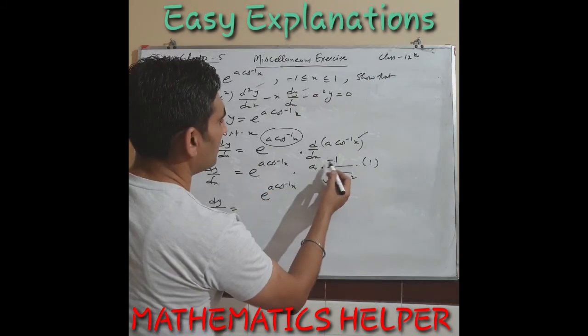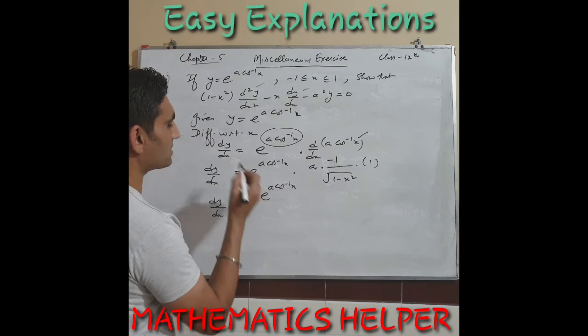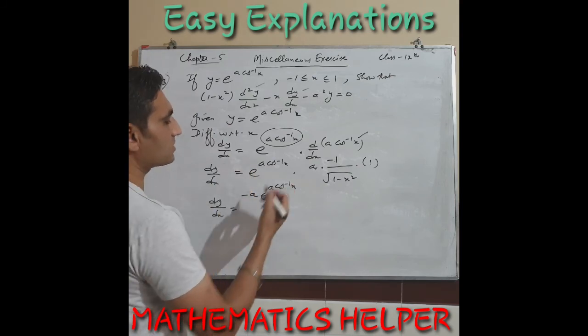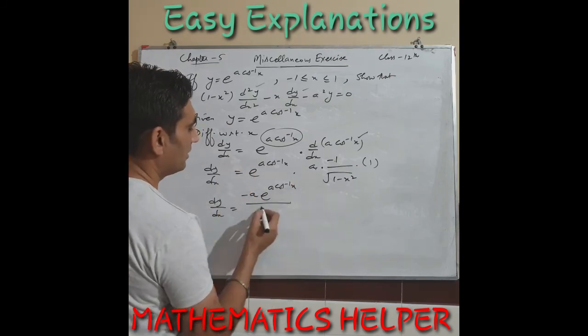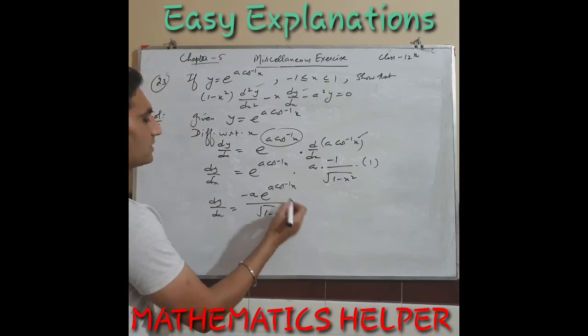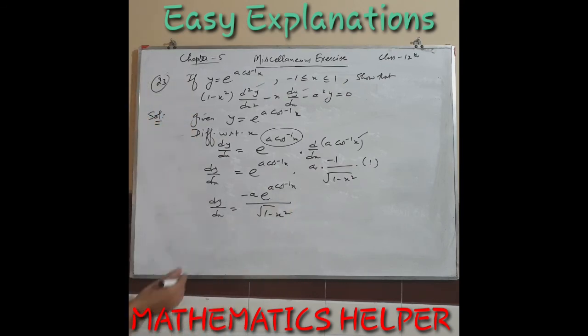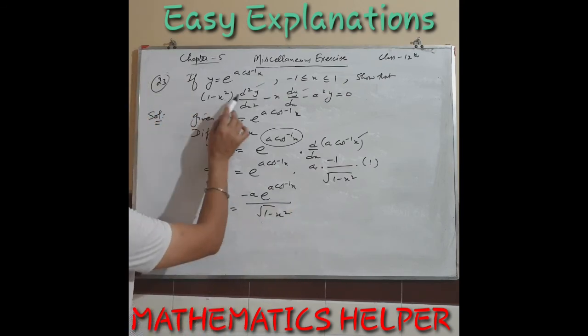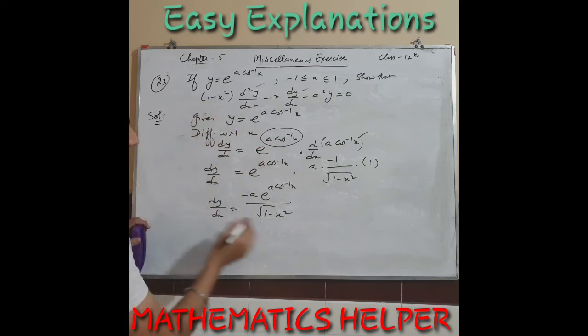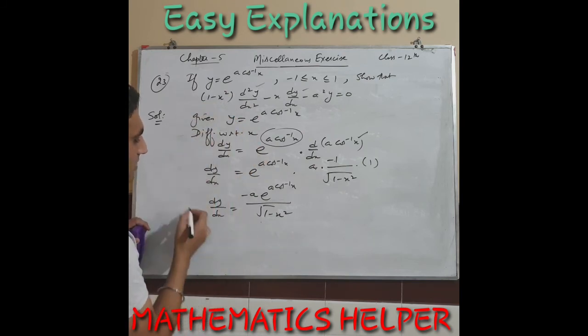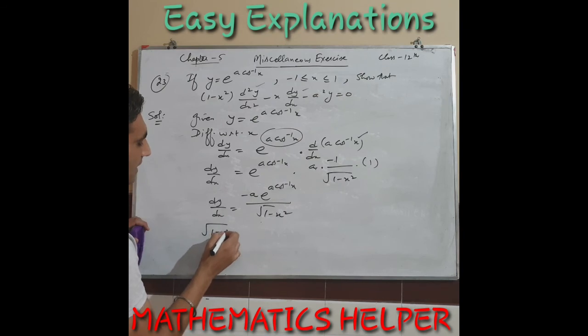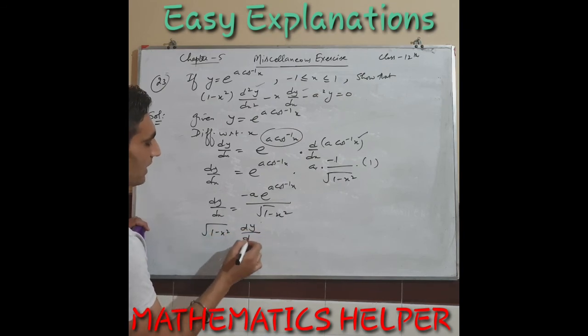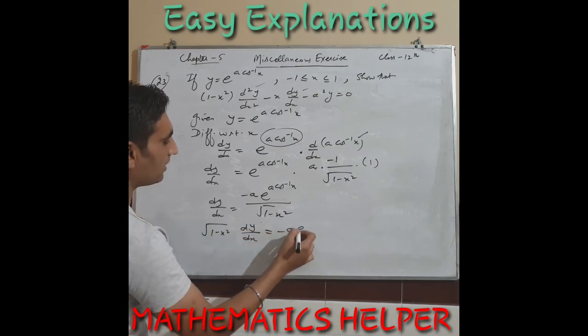Now minus a from here will be in the starting. It is minus a e raised to power a cos inverse x over square root of 1 minus x square. So shift this square root of 1 minus x square in the left side. Cross multiply, it will be square root of 1 minus x square dy over dx equal to minus a e raised to power a cos inverse x.